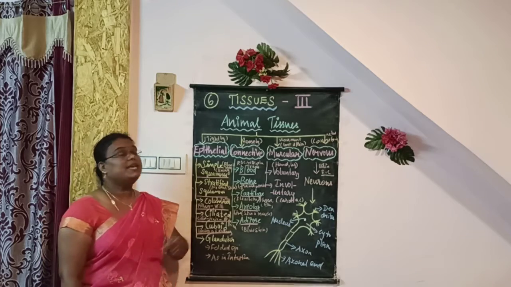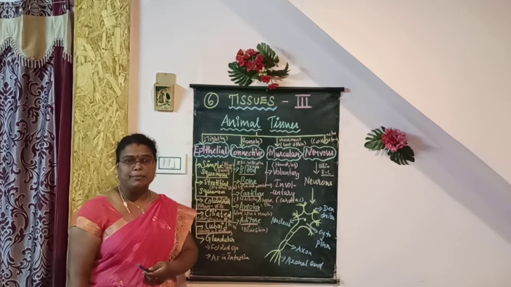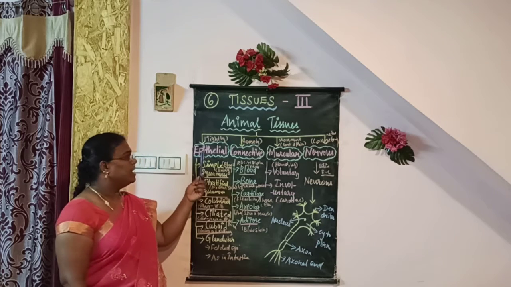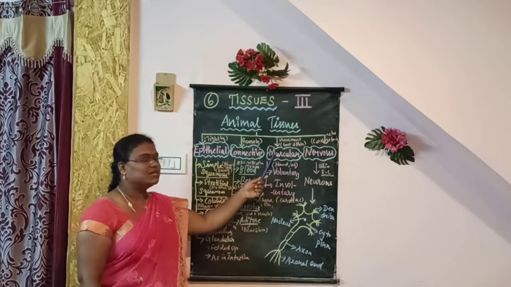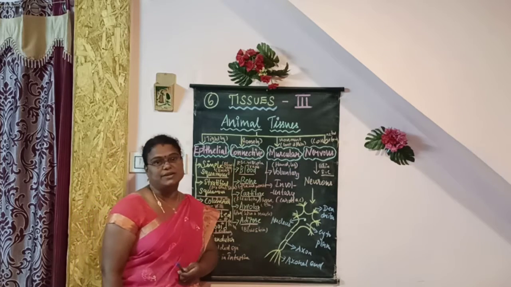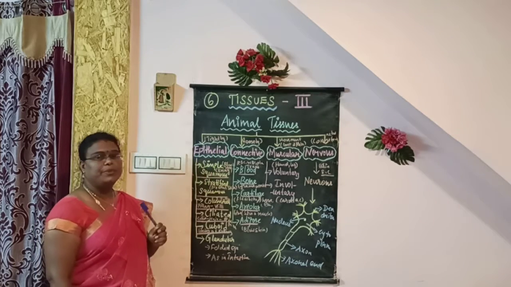Now we are going to see animal tissues. There are four main types of animal tissues. They are epithelial tissues, connective tissues, muscular tissues and nervous tissues. First we will see about epithelial tissues.